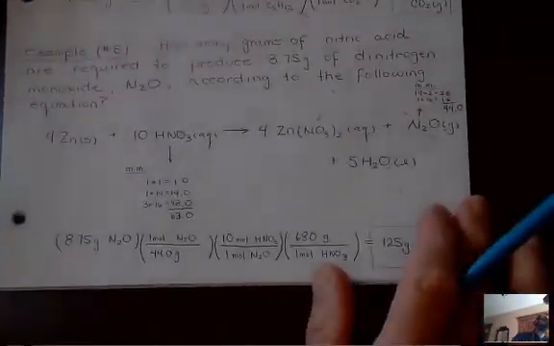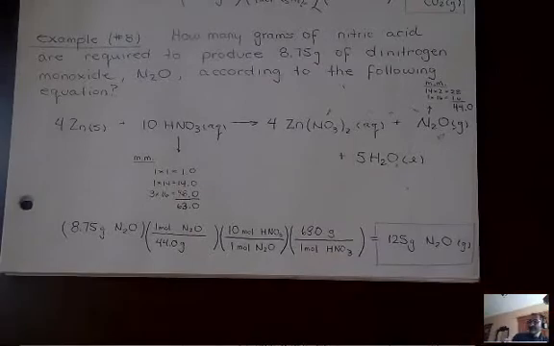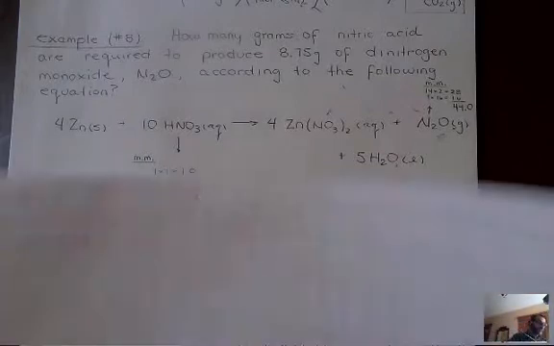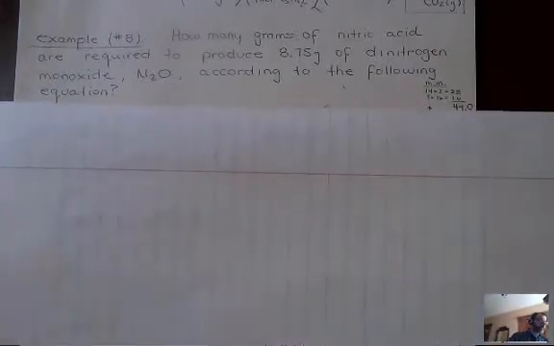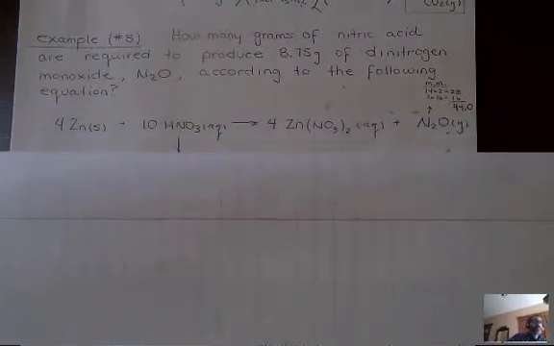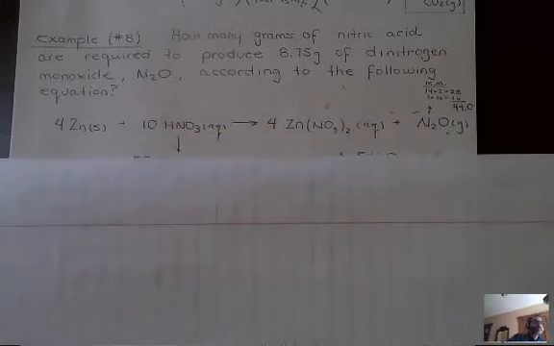Let's take a look at the second example. This is example number 8. Okay, just cover everything up. How many grams of nitric acid are required to produce 8.75 grams of dinitrogen monoxide according to the following equation? So there's the balanced chemical equation.